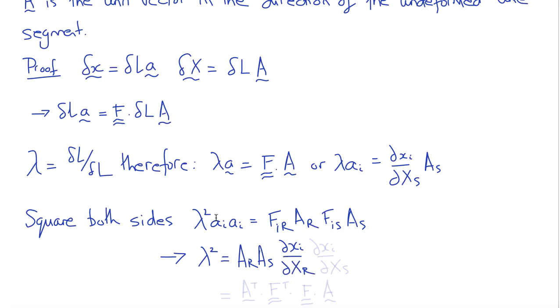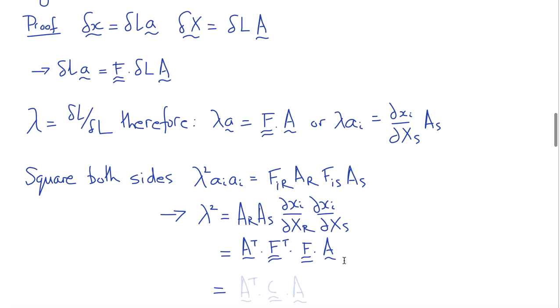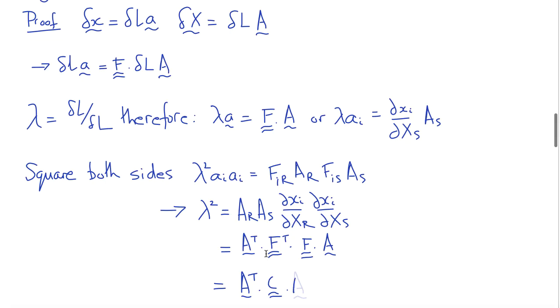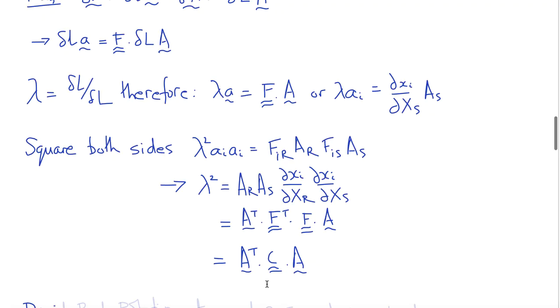Now, a_i times a_i, since a is a unit vector, will be 1, so that gives us lambda squared equals A_R A_S del x_i del X_R del x_i del X_S, which is what we wanted, or writing this in terms of the deformation gradient tensor, that's A transpose F transpose F A, which is therefore A transpose C A, which is the result we were looking for.